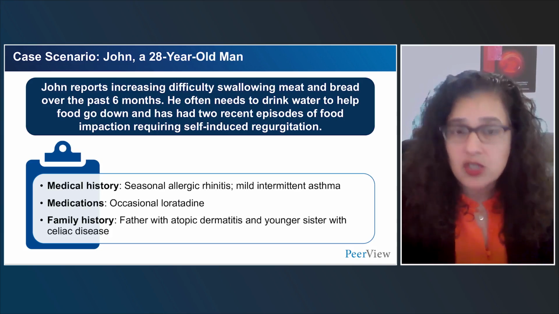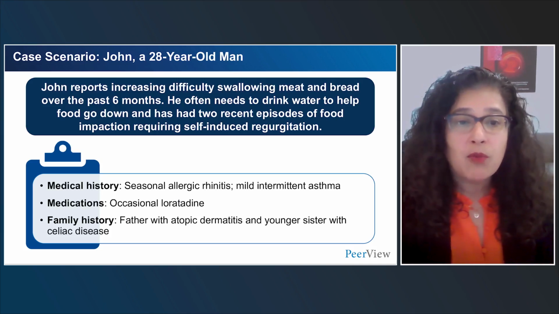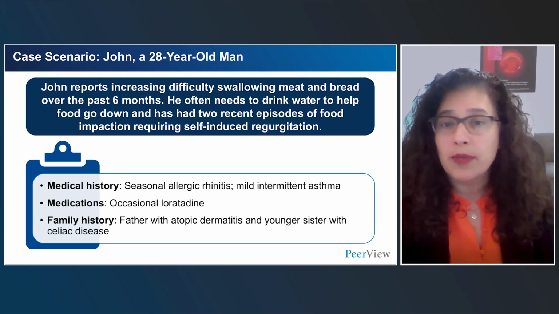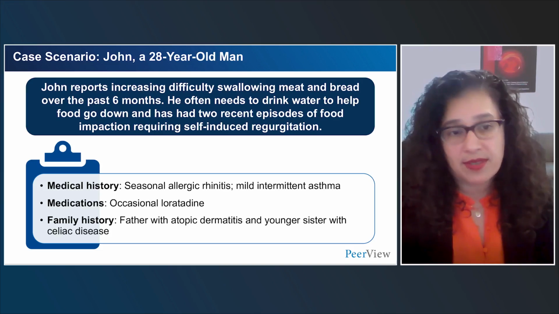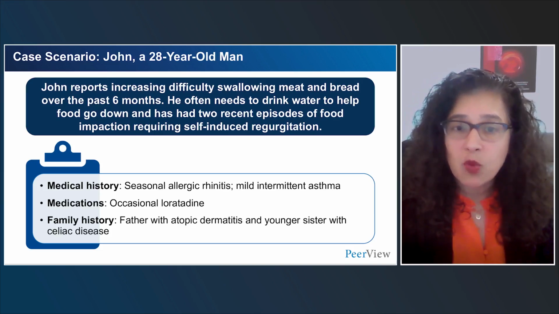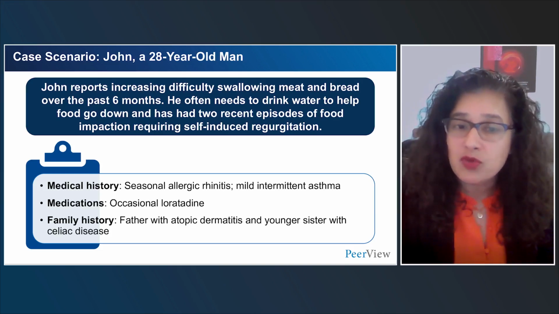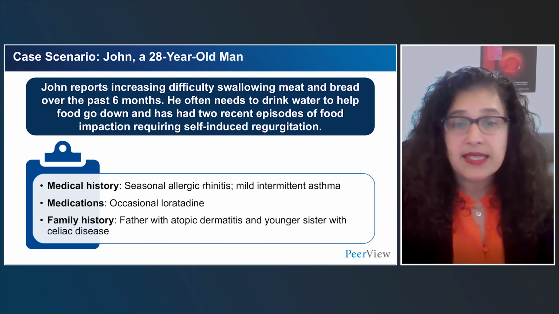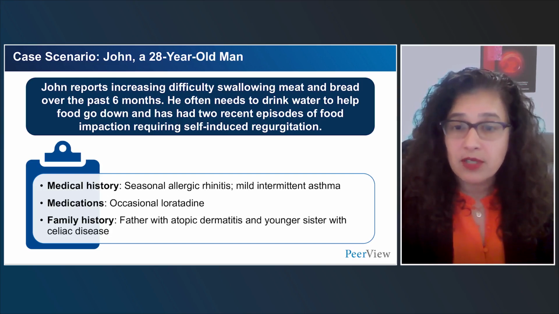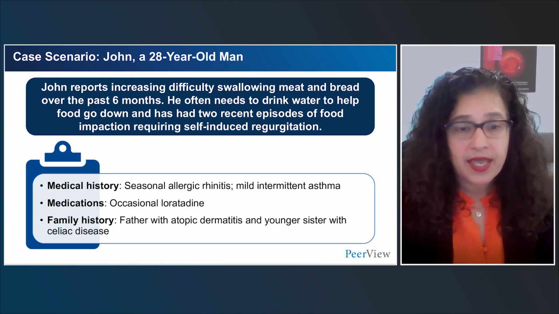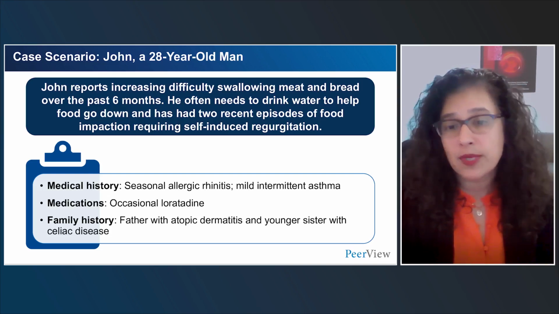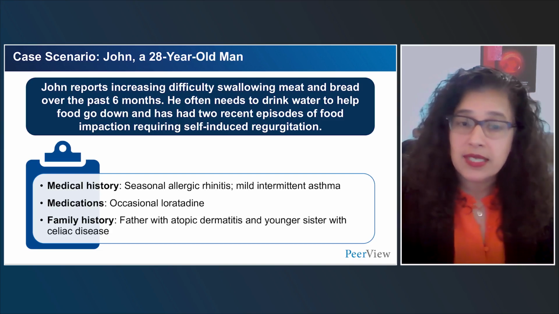This is John, a 28-year-old man. He reports increased difficulty swallowing meat and bread for the past 6 months. He often needs to drink water to help food go down and has had 2 recent episodes of food impaction requiring self-induced regurgitation. He has seasonal allergic rhinitis and mild intermittent asthma. He takes occasional loratadine, and he has a father with atopic dermatitis and a younger sister with celiac disease.